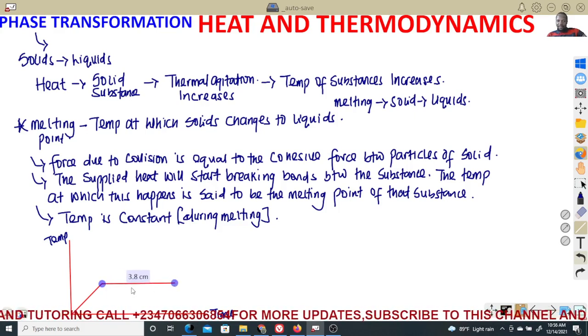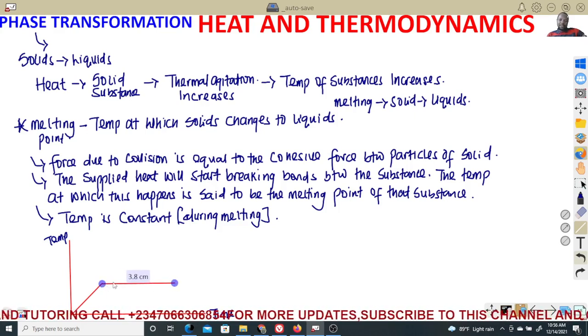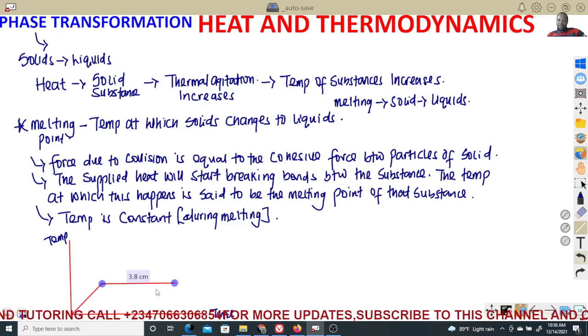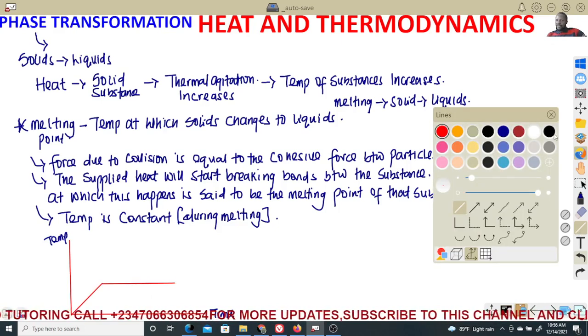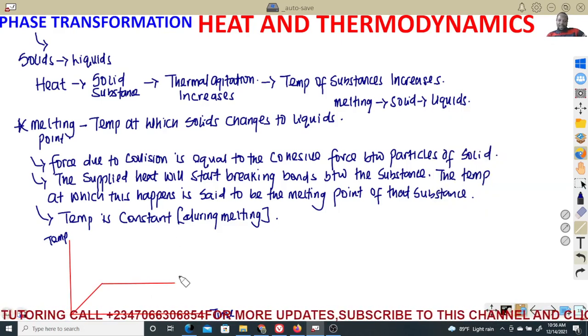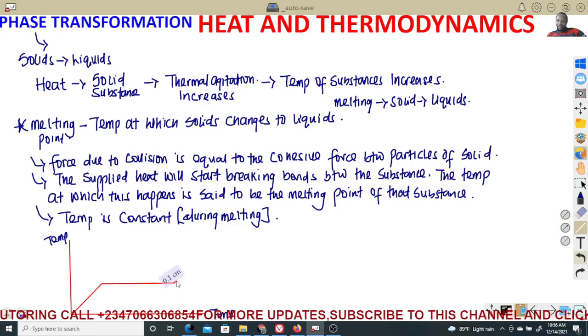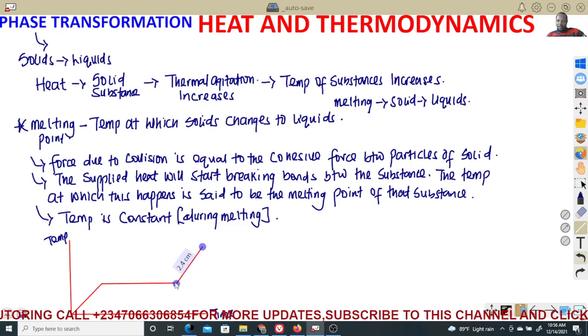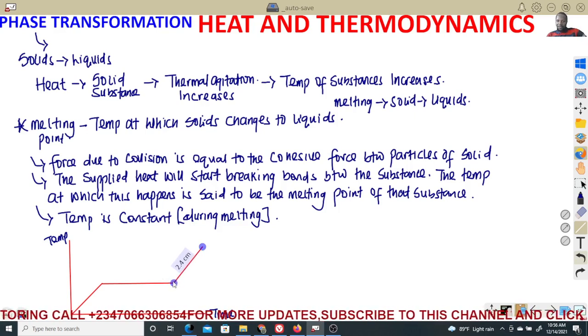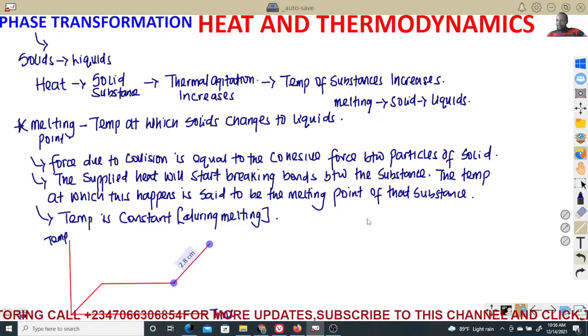So this is during melting. You can see during melting, the temperature is constant. That is, temperature is constant. You can see it's a straight line. So after the substance has melted, which is what we have talked about in chemistry, the temperature will continue to rise. So this is more like what you call cooling curve and melting in junior classes.